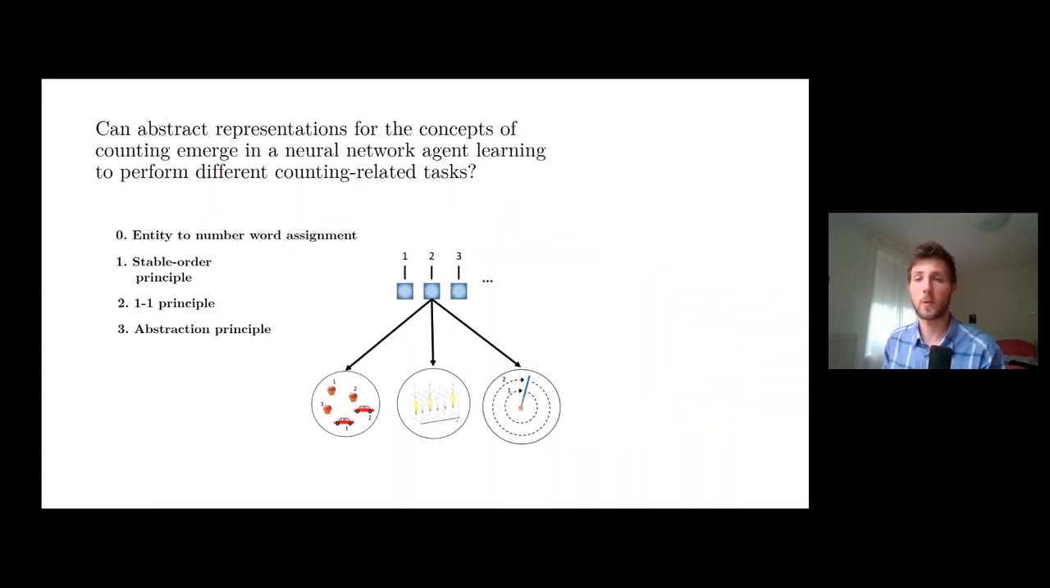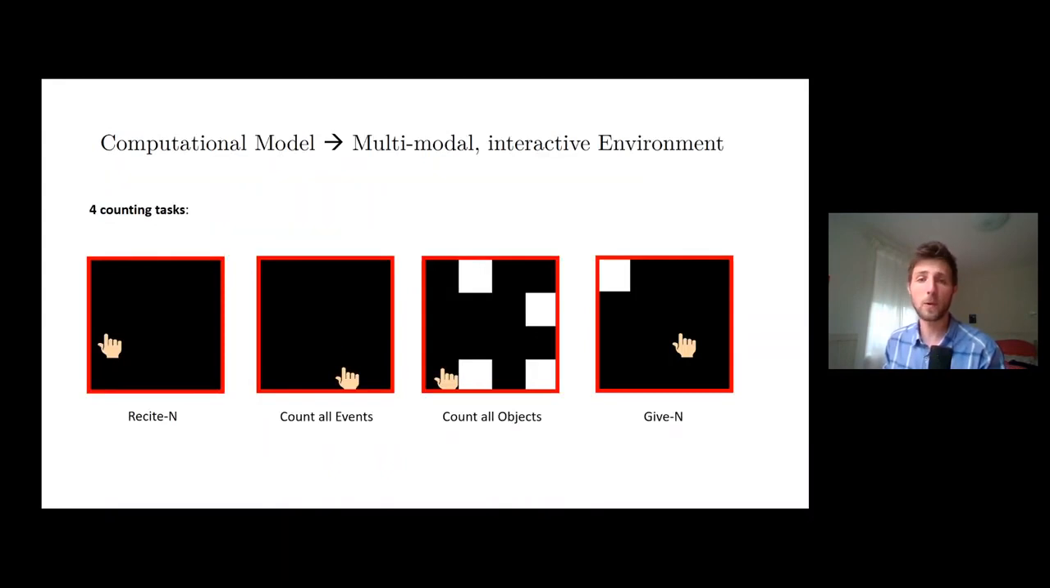So in this work, we asked the question, can abstract representations for the concept of counting emerge in a neural network agent when trained to perform different counting-related tasks? Therefore, we implemented a model for a multimodal interactive environment with automatic solving algorithms for different counting-related tasks, such as reciting n number words, counting temporally distributed flashes, counting spatially distributed white squares, and giving n squares from a source location to a target location.